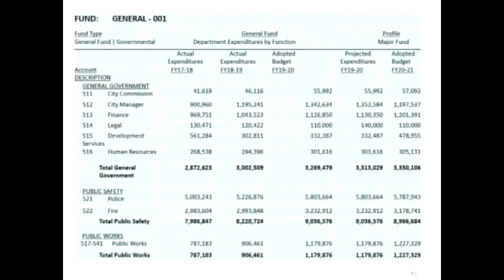The city manager's office is about $1.2 million operation. Finance department, about $1.2 million. Legal, we've budgeted $110,000 this year. However, given some recent action we've had in the legal services, we've had to make a budget adjustment upward on that this year. Development Services Department, Lori's department is about $478,000. That includes all the planning, building and inspections department. Human Resources, $305,000 downstairs there.